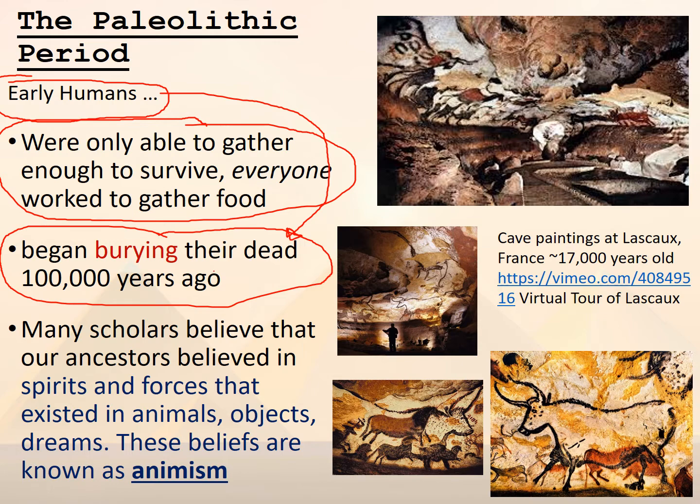And also, not only were they burying their dead, they were burying them with things, with arrowheads or stone axe heads. So they obviously developed this concept of a life in the hereafter and wanted people to be armed or prepared for that life. So a lot of the scholars of this time period, early anthropologists, believed that our ancestors formed a form of spirit worship, which we call animism.